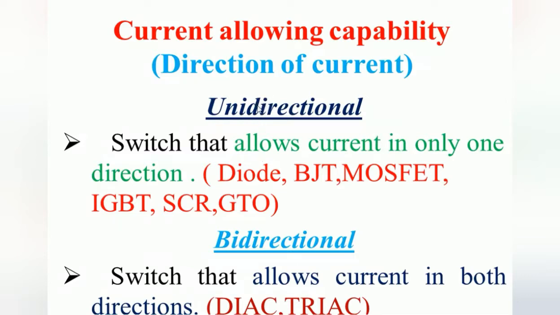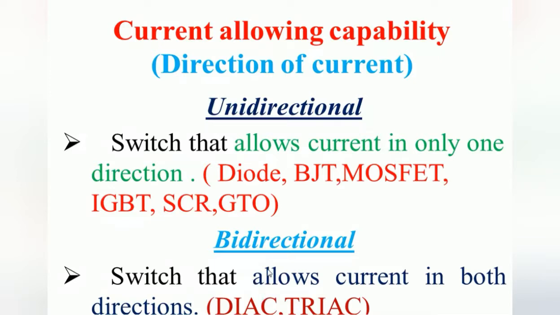Unidirectional means the switch allows the current in only one direction, right to left or left to right. That is called a unidirectional device. A bidirectional device means the switch allows both directions of current, positive current flow and negative current flow. Both currents are allowed through the switch, so that is called a bidirectional switch.